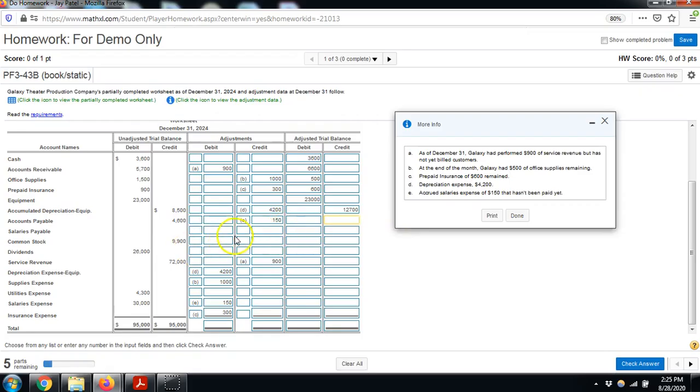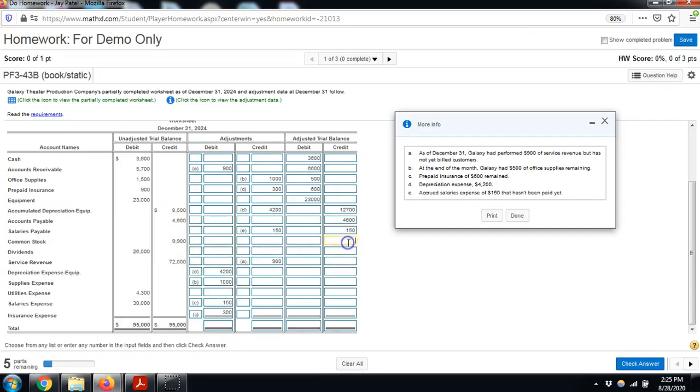Sorry, I think I messed up here. This should actually be salary payable right here. Okay, so this accounts payable, same. Salaries payable, we have a credit here and nothing in the unadjusted, so we're just going to have $150.